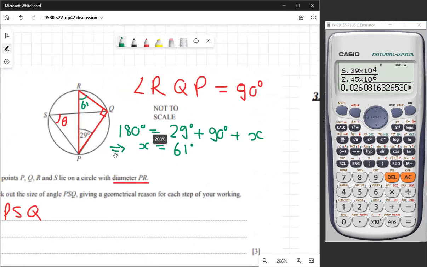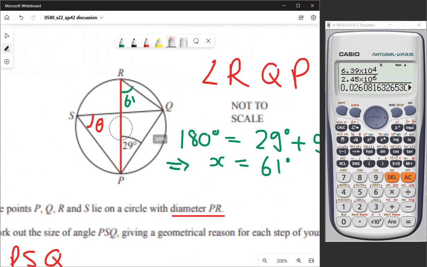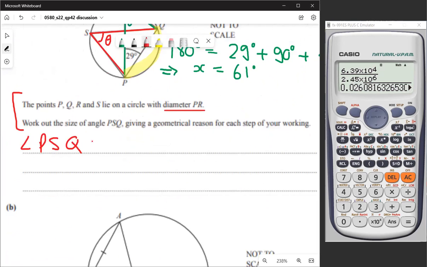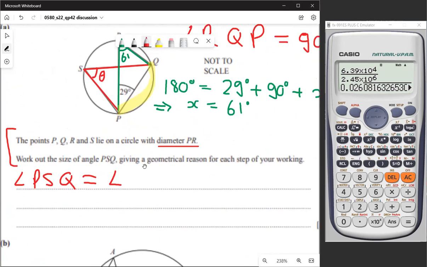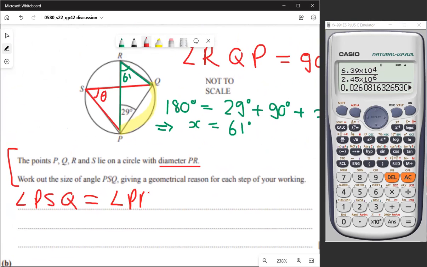Look, now I'll show you two triangles here, two angles. That's one. This is the second one. Do they have the same arc? Yes. Same points, right? This is the arc. Yes, they have the same arc. Therefore, they are going to be equal. So angle PSQ is equal to angle PRQ, which is equal to 61 degrees.